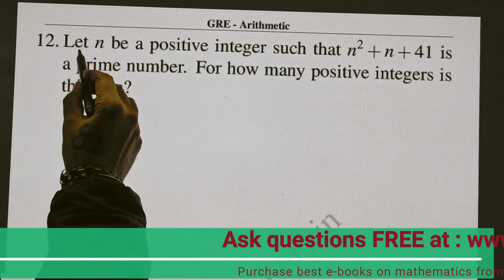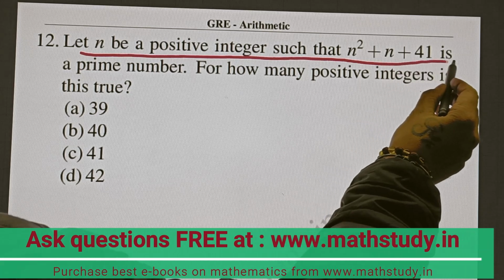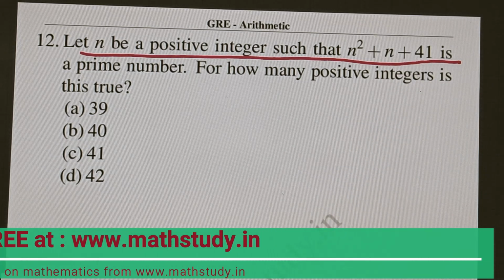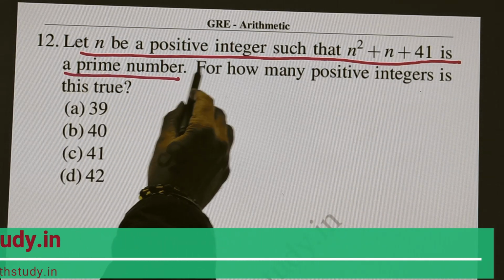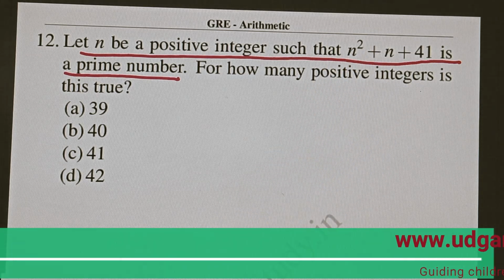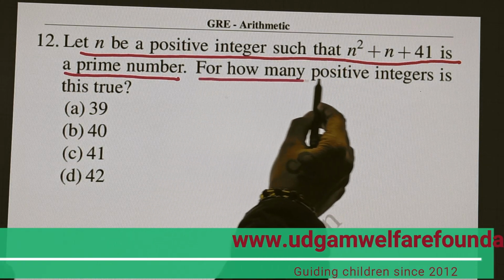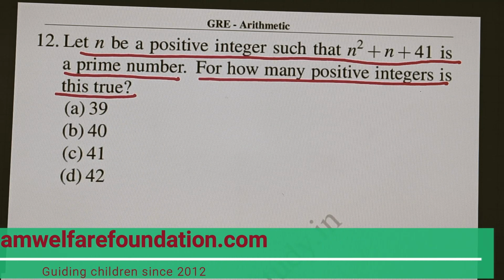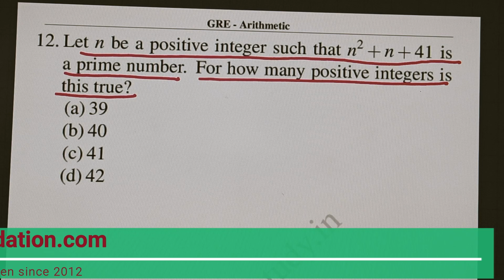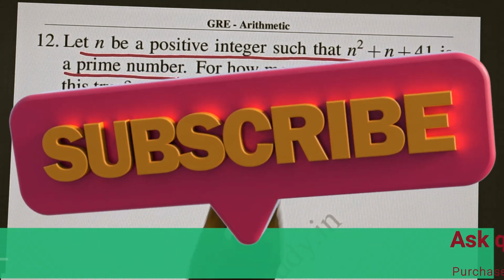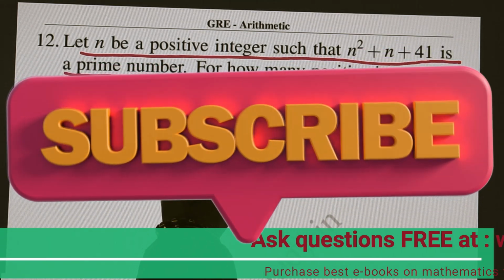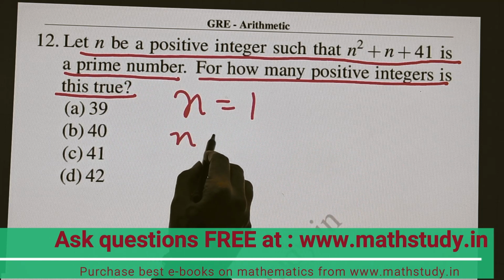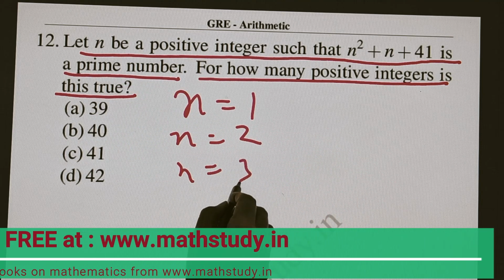Now let's move towards our next question here. It is stating that let n be a positive integer such that n square plus n plus 41 is a prime number. So the result of this is basically a prime number. Now it is stating, for how many positive integers is this true? Means we have to find how many positive integers there are where this statement is true. For this we have to put the values of n like this: n is equal to 2, n is equal to 3, like that.